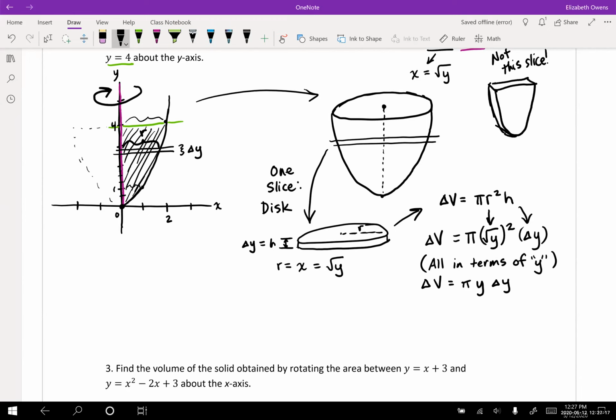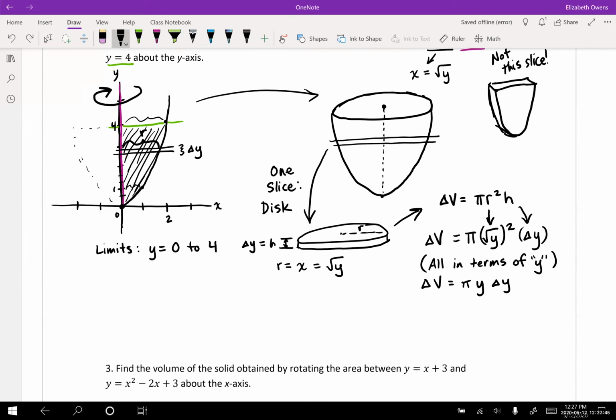What are our limits going to be on this? Going from some y value to another y value. From 4 to 0? Yeah, good. We'd usually say 0 to 4, like small to large, but you got the right values in there. So 0 to 4, going all the way from here to here.